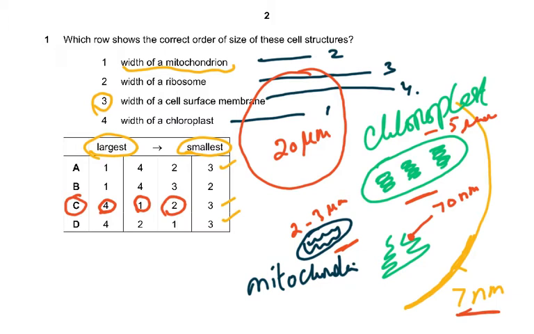So now revising all these different, so you need to go through a table which tells you the different sizes of the organelles and which one is the largest, and then of course we go down to the smallest.